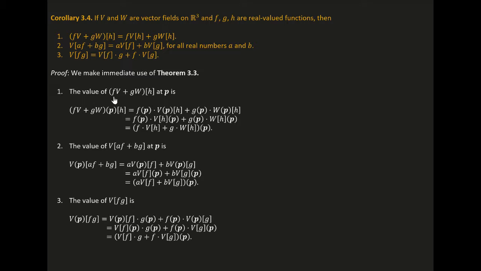Firstly, the value of the operation of this linear combination of vector fields FV plus GW on H at some given point P is written this way. We take the vector field, we apply it at P, and then we compute the directional derivative of H with respect to that vector, since that's the definition of the vector field operation.